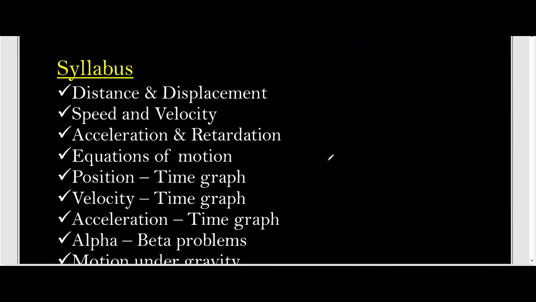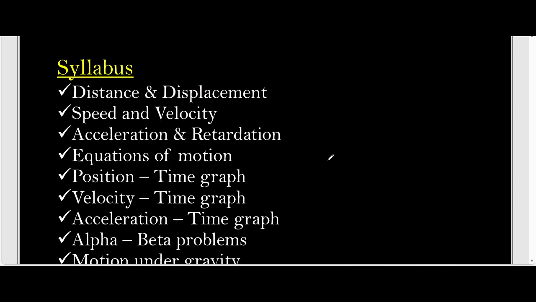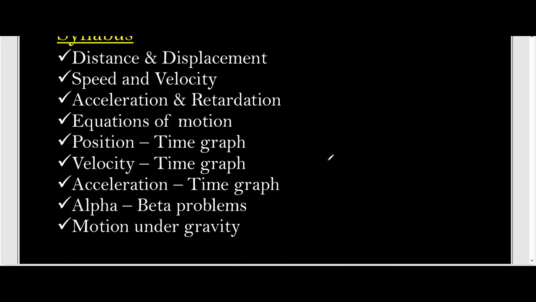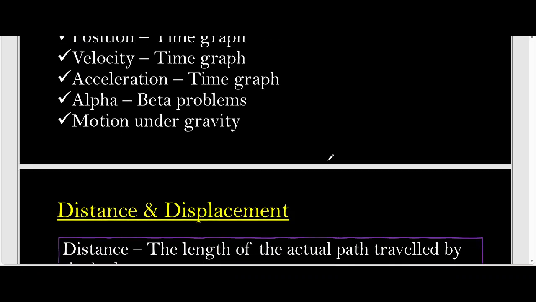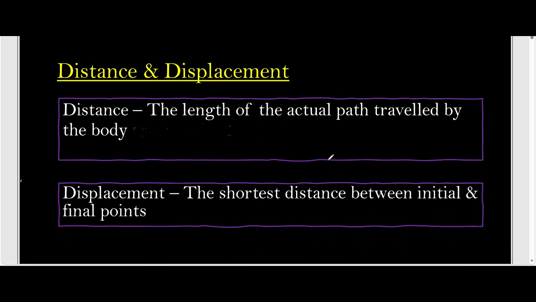And this is the syllabus: distance, displacement, speed and velocity, acceleration and retardation, equations of motion, and the different parameters versus time graph like position-time, velocity-time, and acceleration-time, alpha beta problems, and motion under gravity. So the very first topic that we have to deal with is distance and displacement.